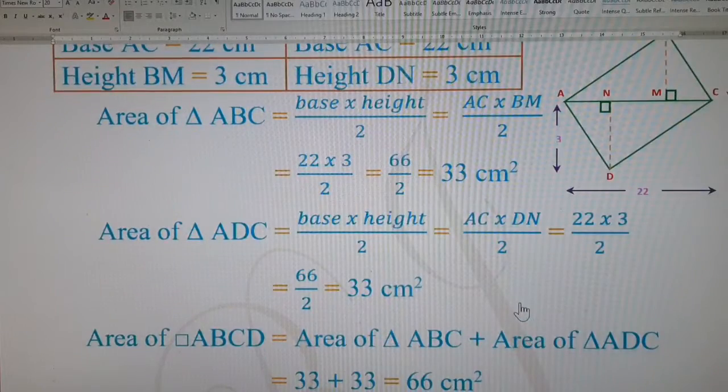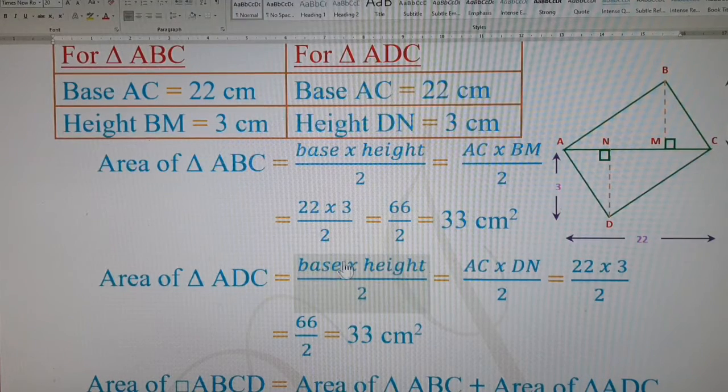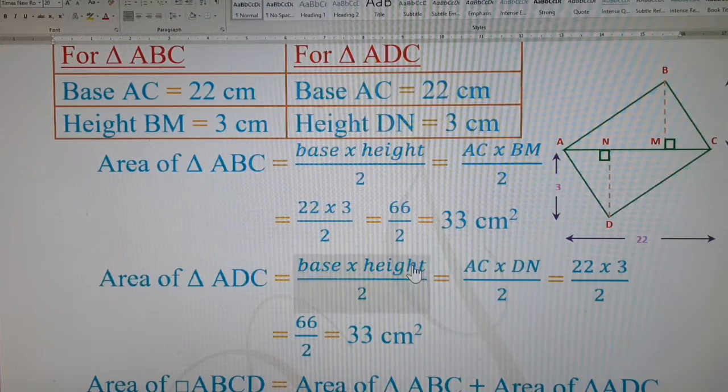Now we have to find the area of second triangle, that is the bottom triangle, triangle ADC. The area of triangle ADC can be calculated by using the formula base into height upon 2, where base is AC and height is DN. Base is AC, that is 22 centimeter, height DN, that is 3 centimeter. So we have to substitute the value for base AC, that is 22 centimeter, height is DN, that is 3 centimeter. So we have to multiply 22 into 3 whole upon 2.